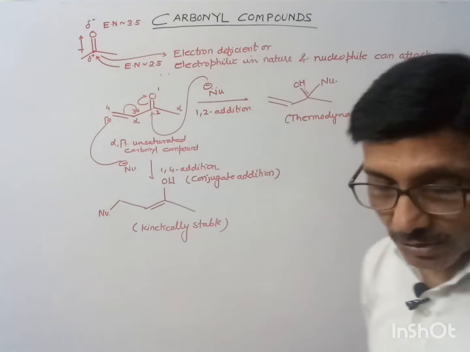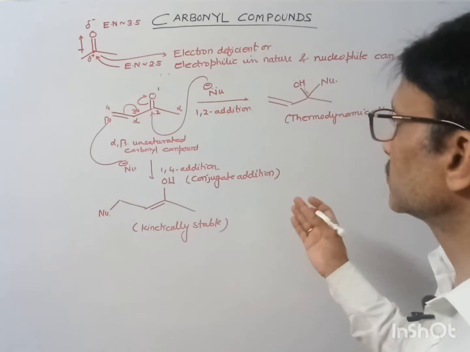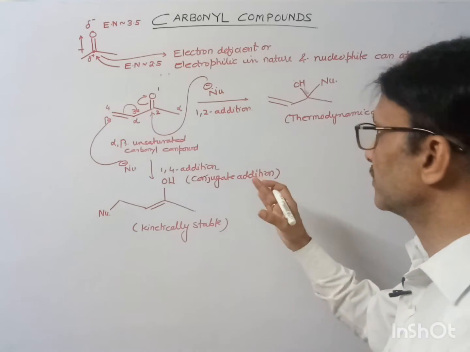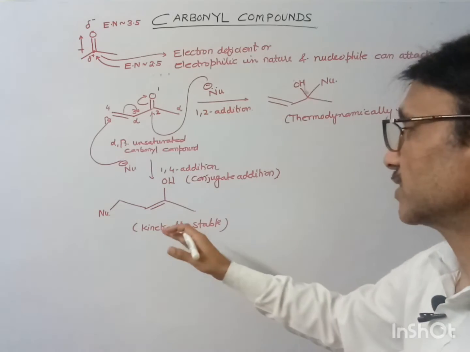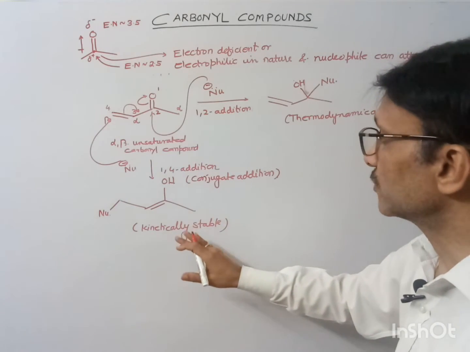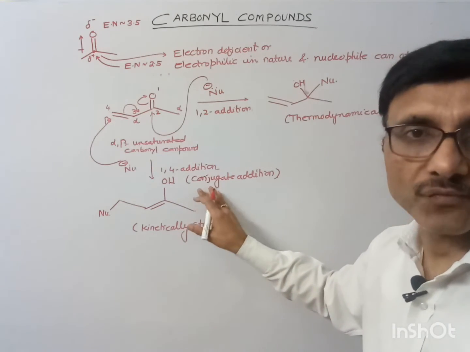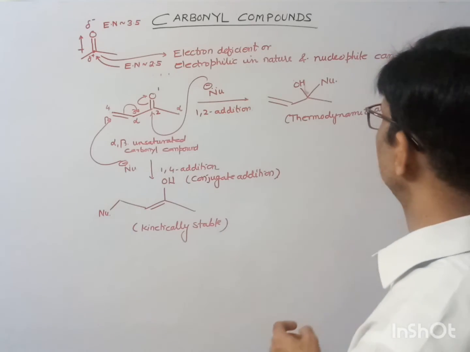Okay. Now, there are two types of addition, that is 1,2 addition. If we have an alpha beta unsaturated carbonyl compound, the carbonyl compound may undergo conjugate addition or 1,4 addition may also take place.